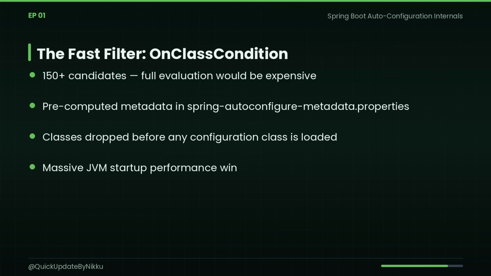Before full conditional evaluation even begins, Spring Boot runs a fast filter pass. Rather than instantiating every candidate configuration class to check its conditions, it consults a pre-computed metadata file bundled inside the Spring Boot auto-configure jar. If the required class path classes are absent, the entire auto-configuration is eliminated from the candidate list without ever being loaded into the JVM.